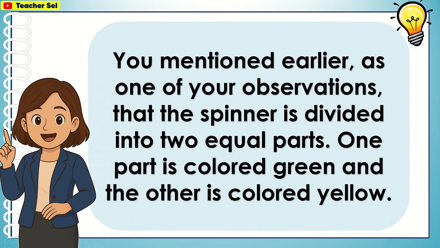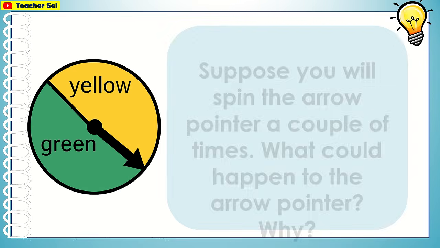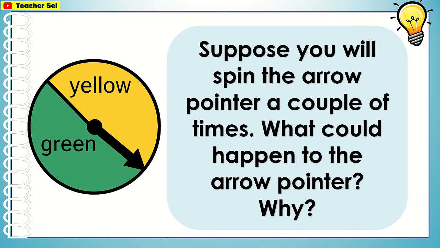You mentioned earlier as one of your observations that the spinner is divided into two equal parts. One part is colored green and the other is colored yellow. Suppose you will spin the arrow pointer a couple of times. What could happen to the arrow pointer? Why?